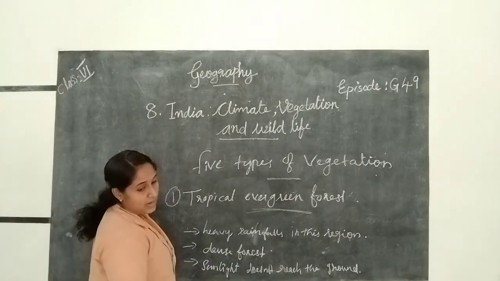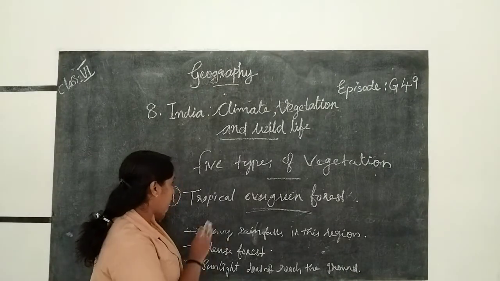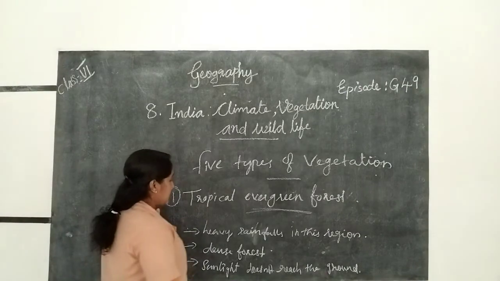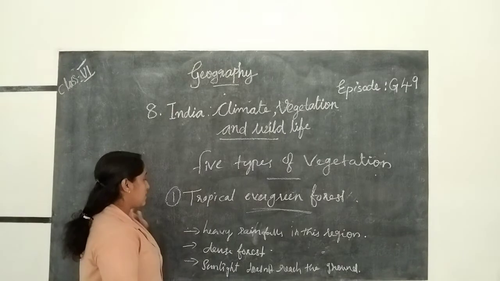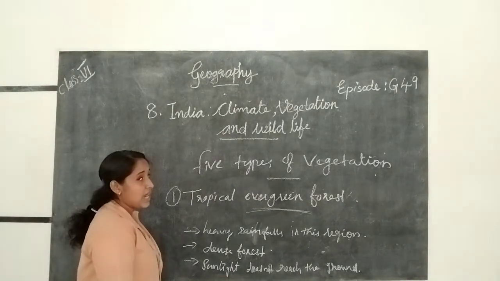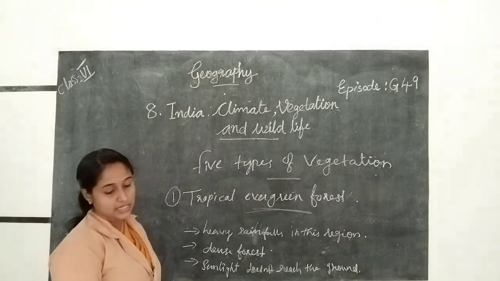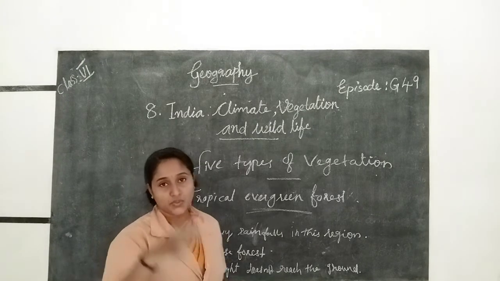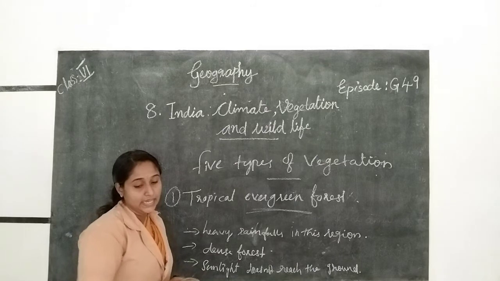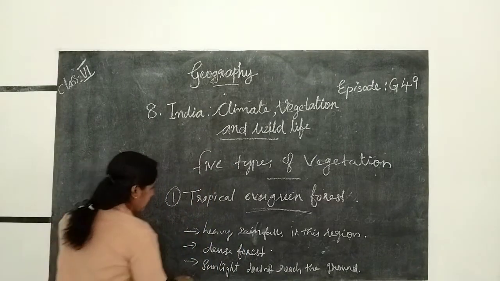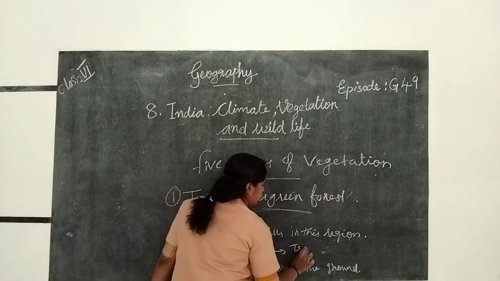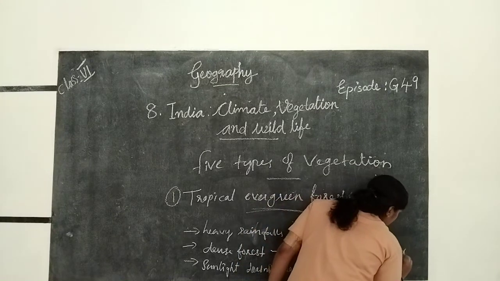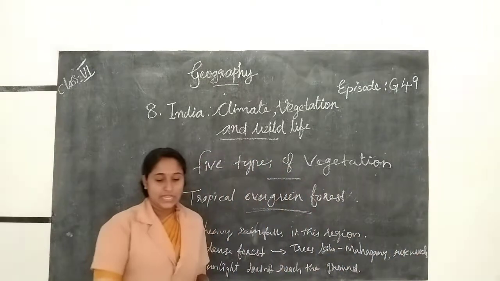Okay. The first vegetation we have learned. We have five types of vegetation. First one, tropical evergreen forest. It gets very heavy rainfall, and it's also known as the dense forest. Because of that, sunlight does not reach the ground in this region. Mostly we know that mahogany and rosewoods can also be found in this region.